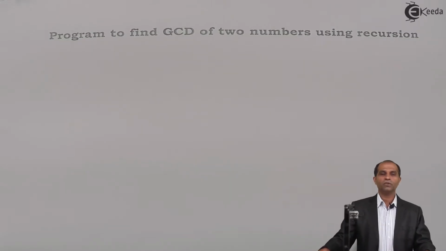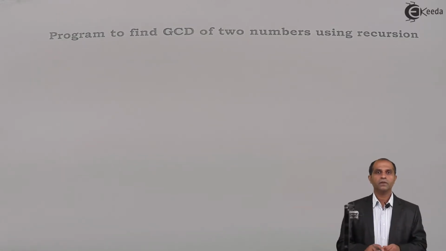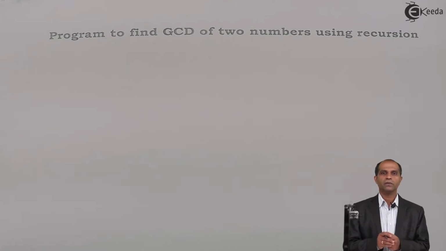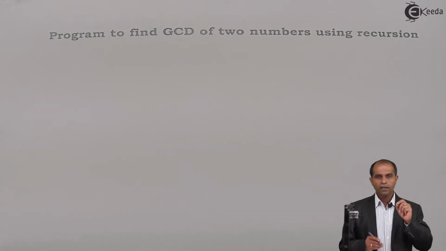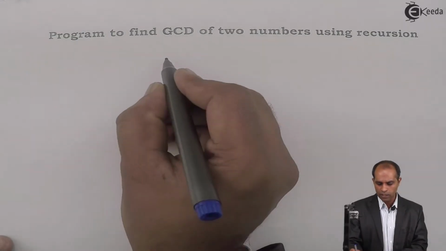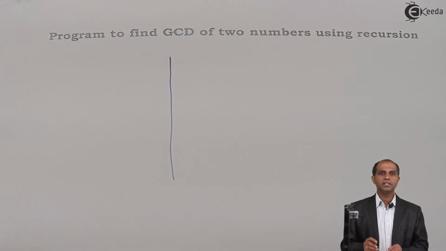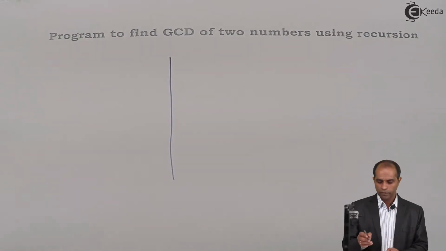Let's deal with a program to find the greatest common divisor using the concepts of recursion. A very famous algorithm called Euclid's recursive algorithm helps us to do this particular task much more easily. Before that, let's rewind or revise the concept of GCD using normal variables.